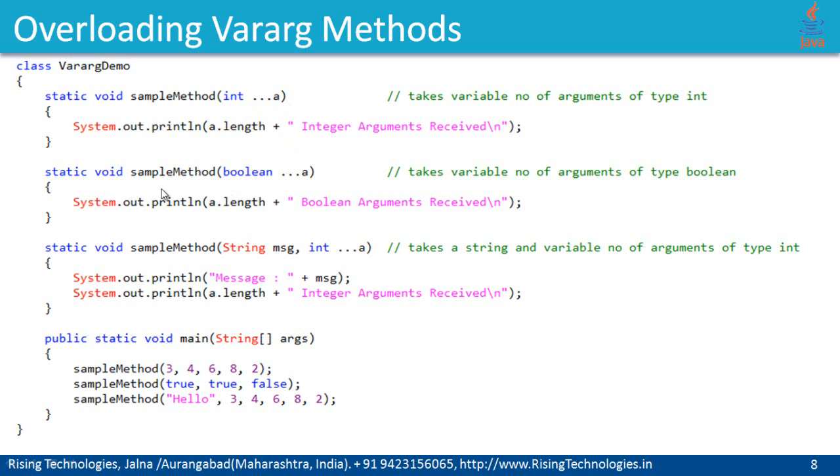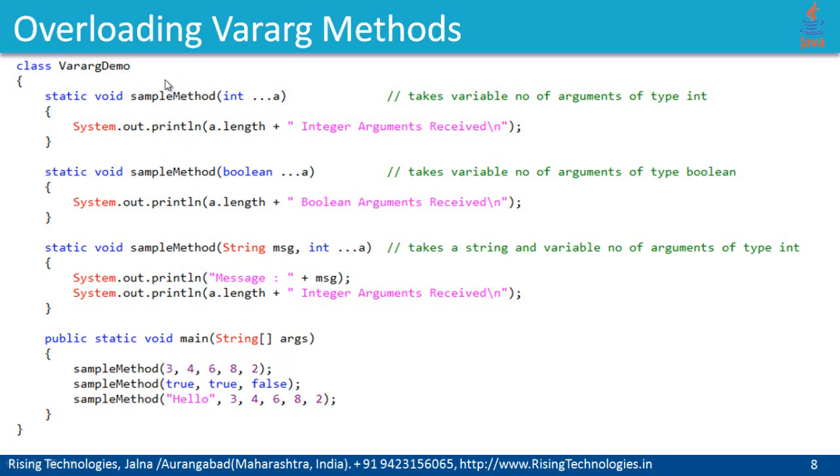We can even overload this sample method with a normal argument. Now look at this. This message is not a variable length argument because it is not preceded with those 3 dots. So we can say this is the normal argument, this is the Vararg argument. So this is the third version of the sample method. Now look at the main program. I have called this sample method and I have specified a few comma separated numbers. So in this case I am passing some integer parameters to this sample method.